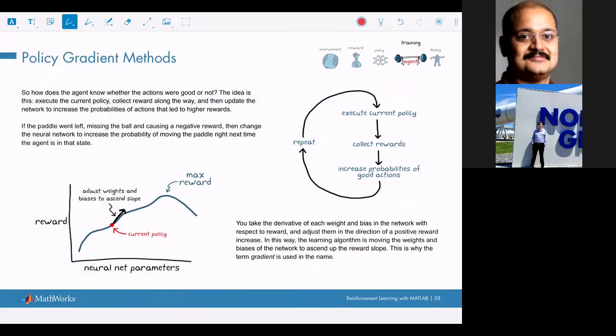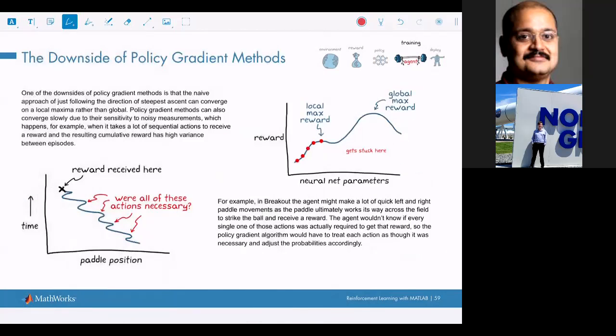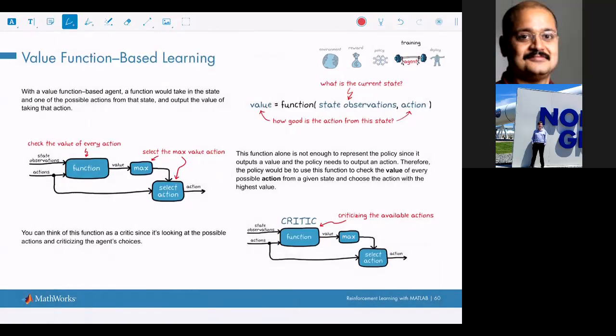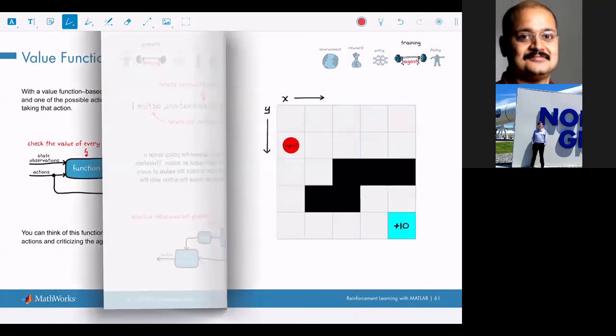There are additional small nuances to it. Here, there are policy gradient methods based on the rate of change. You can decide how you want to do it. And again, there are disadvantages of the policy gradient method. And then there is something called value function based learning, wherein you have the actor and the critic. And again, please note, these two are neural networks.